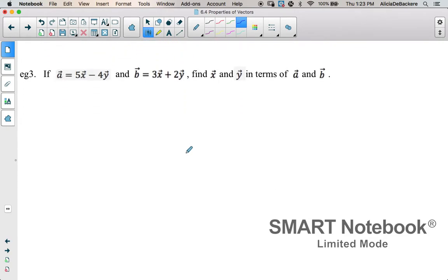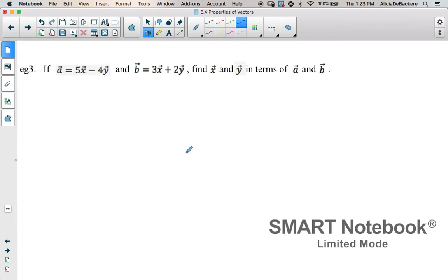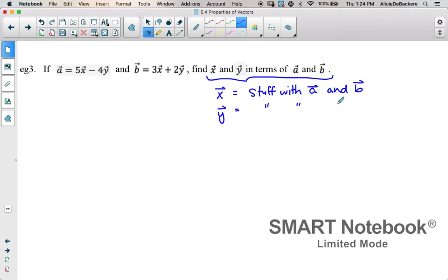All right, moving on to the last example. In this example here, what I've been given is vector A and vector B in terms of x's and y's. But the question's asking me to find x and y in terms of A and B. So really important that you can understand what this question's even asking you for. It's asking you to write x in terms of A and B. And then it wants the same thing for y. So I also want to do y is equal to stuff with A and B.